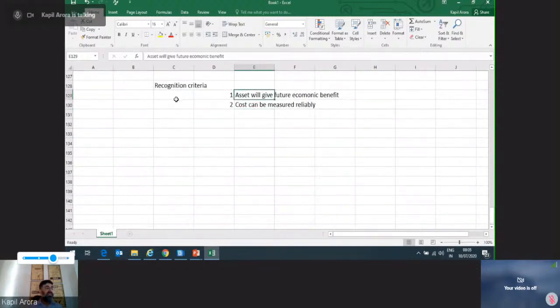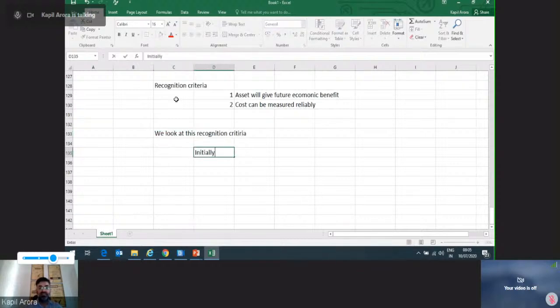Jayanti, if the apartment or land is going to give future economic benefit to the enterprise, only then will we categorize it as property, plant and equipment. So the company should get the benefit. Only then are we going to recognize that. And we look at this recognition criteria initially as well as subsequently.